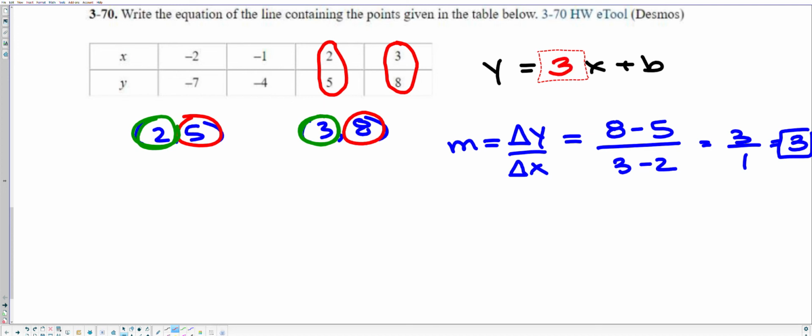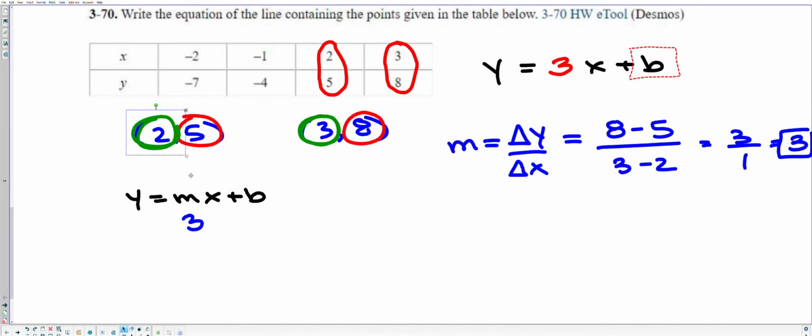Okay. Next thing we need to figure out is what the b is. The b is found by writing down another y equals mx plus b. Again, this is just one way of doing it; there are other ways. We're going to take the slope we found, 3, and put it right in place of the slope. Then we take one of our points, either 2, 5 or 3, 8. You pick.